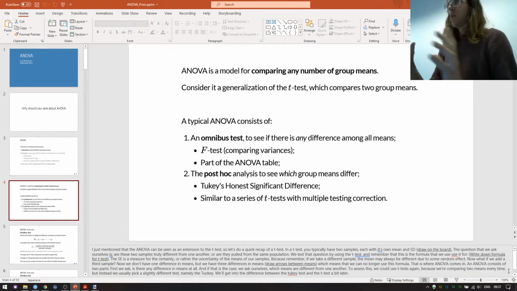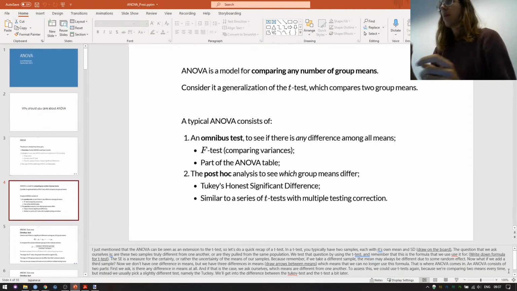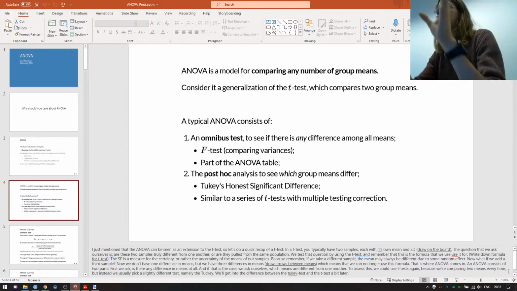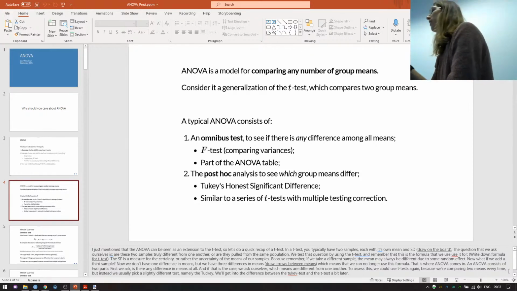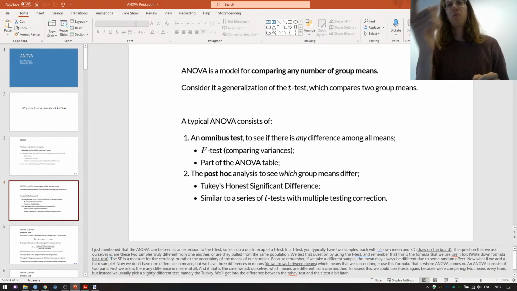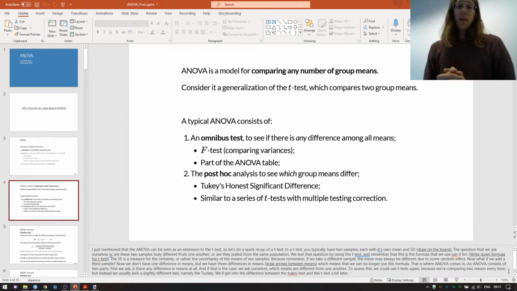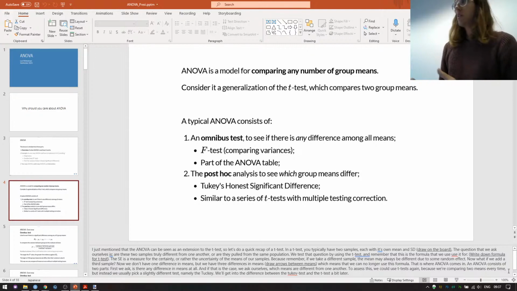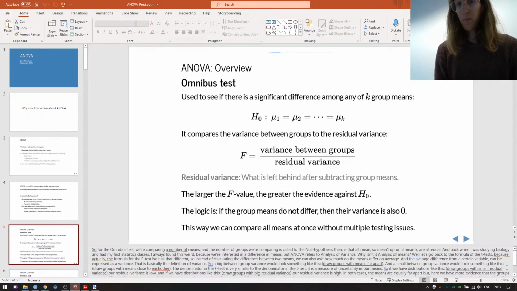And in this Postdoc analysis, there's two ways to do it. You could either do a bunch of t-tests, because you're comparing group means. So if you're comparing two groups again, you could use a t-test again. You should correct for multiple testing if you do that. And another way, which is especially for the Anova, is the Tukey test.